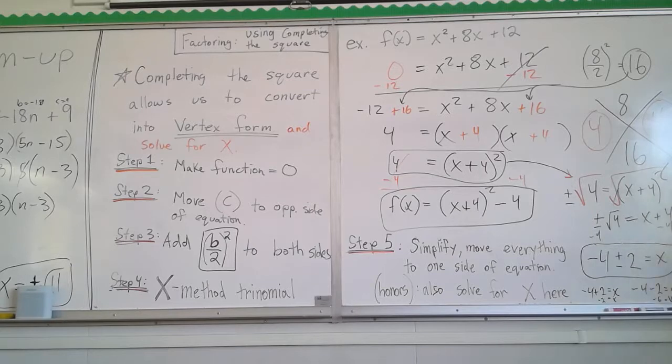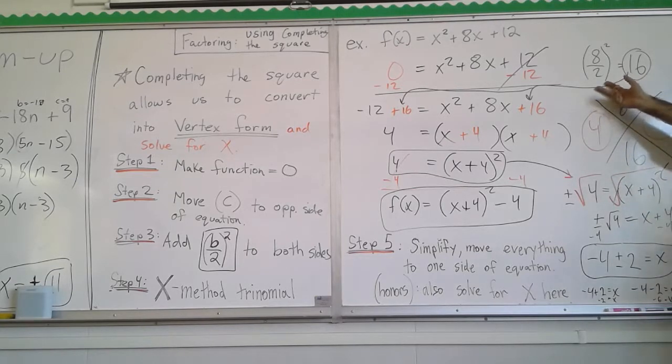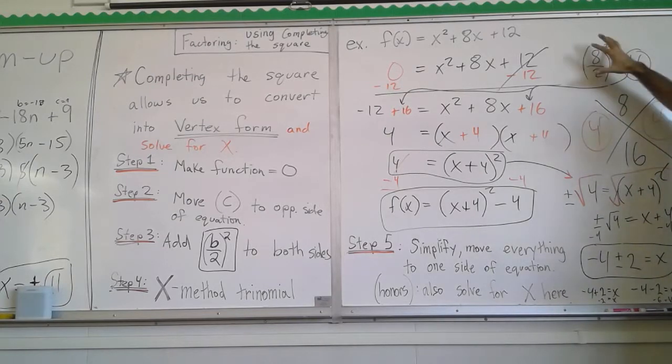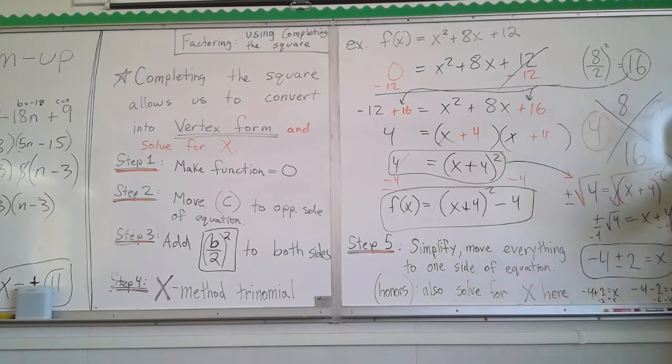Isaac? Wait, about finding 16, how did you come up with 8 divided by 2? Oh, this? I didn't come up with that. That's one of the guidelines and rules for completing the square. Yeah, just like when we found the vertex, remember, is negative b over 2a. This is kind of like one of those. But here it's just b divided by 2, we square it, and we have that new value.